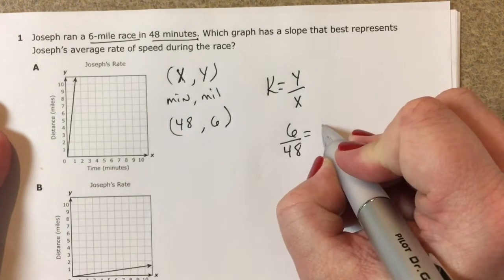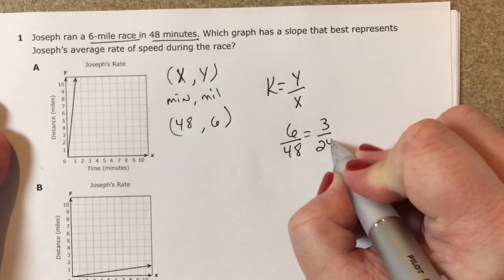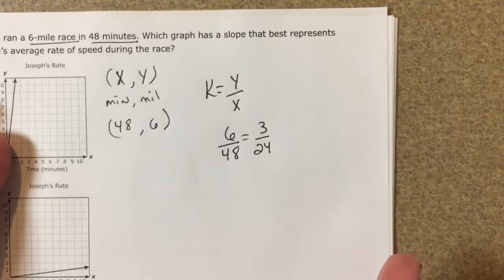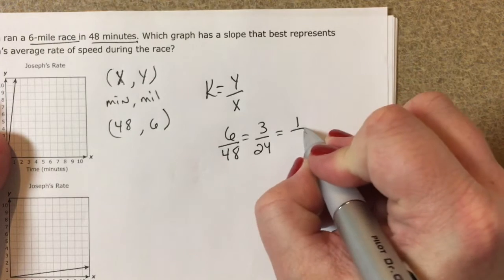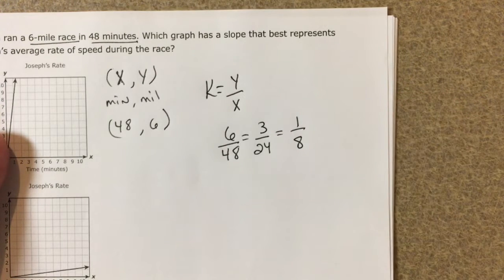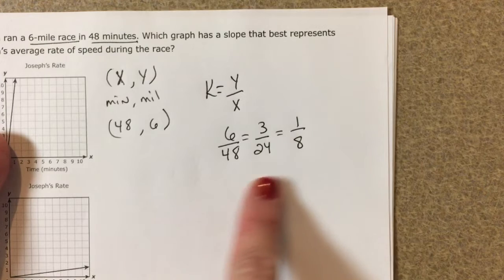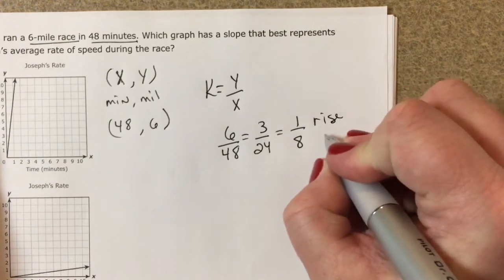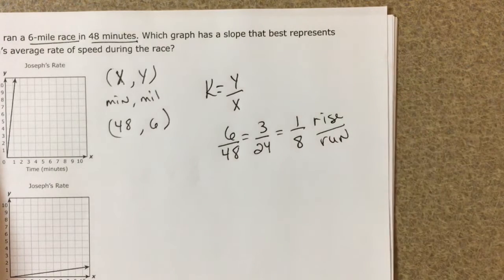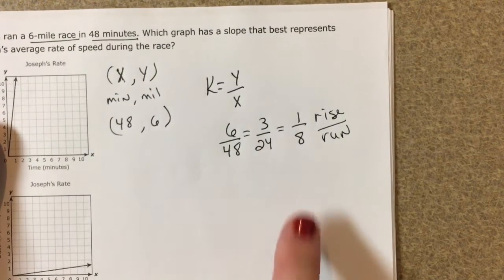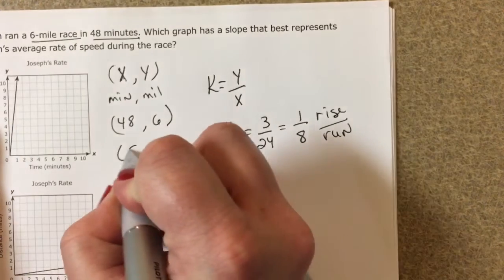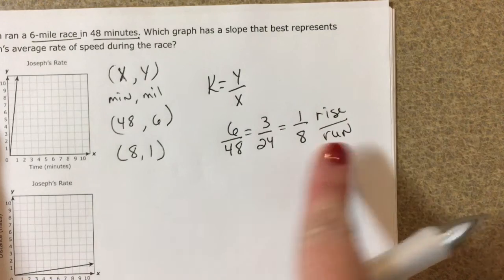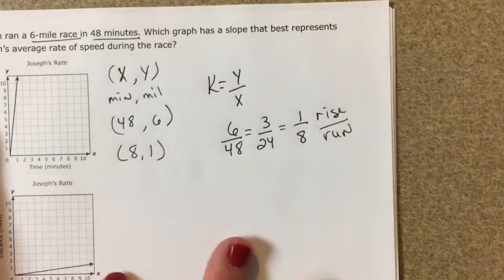If I divide 6 by 2, I get 3 over 24. That's still going to be too big to put on my graph, so I can divide by 3. If I divide by 3, I get 1 over 8. That will fit on my graph. So this is my slope of a rise of 1 and a run of 8, or you can think of this as an ordered pair, 8, 1. So either find a slope of 1 over 8 or ordered pair 8, 1.